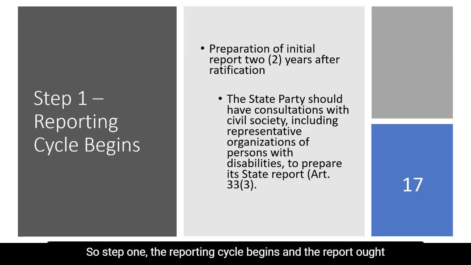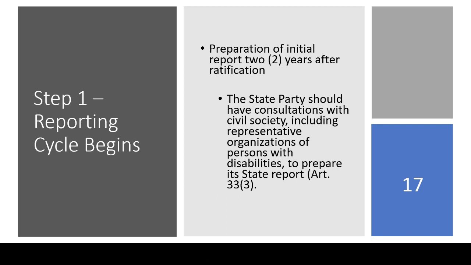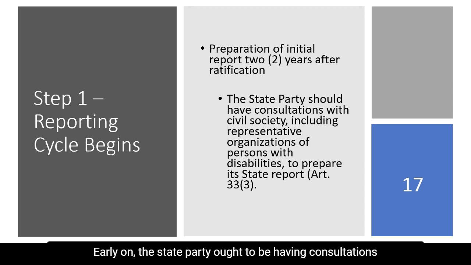So step one, the reporting cycle begins, and the report ought to be prepared within 2 years after ratification, and then, as we've said, in four-year cycles thereafter. Early on, the state party ought to be having consultations with civil society, including, of course, especially organizations of persons with disabilities.